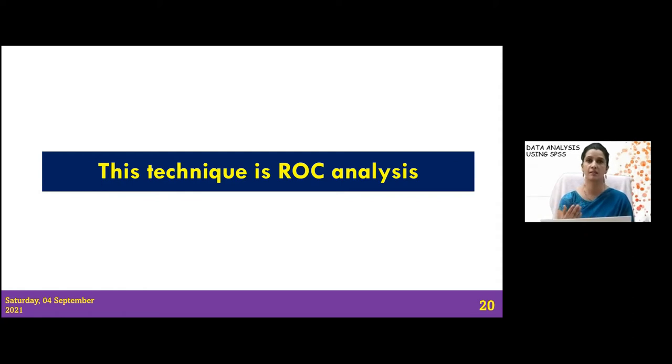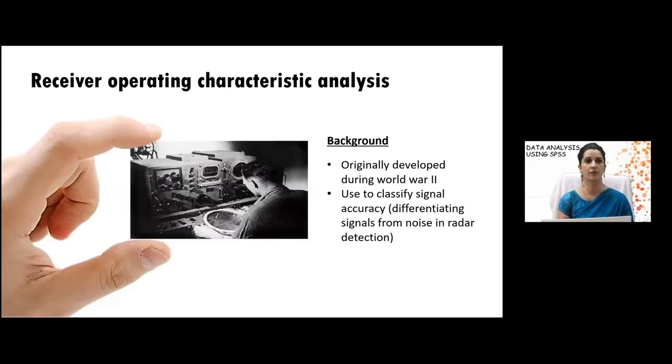because I said that there are three functions of this ROC analysis. So this overall deciding of a cutoff, or the predictive accuracy of the model or the equation which you have made, is known as ROC analysis. As for the background of ROC, it was originally developed during World War II, when they used to classify whether a signal coming from a radar was noise or a real signal. So it was during World War II that ROC was invented.